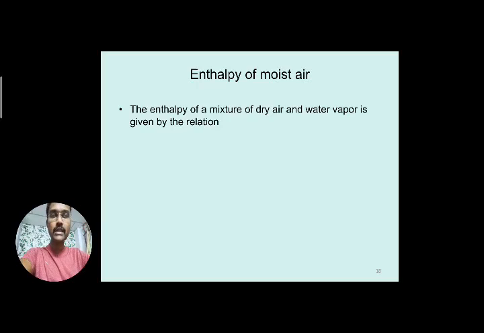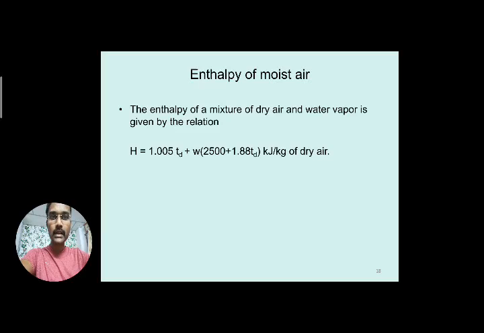Where it will give the relation between the wet bulb, dry bulb temperature and partial pressures of water vapor. Next one is the enthalpy of moist air, or air which is containing the water vapor. What is the enthalpy? Here the relation you can write: the enthalpy of a mixture of dry air and water vapor.